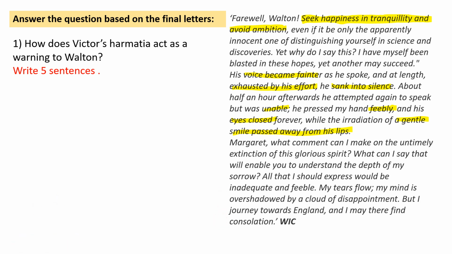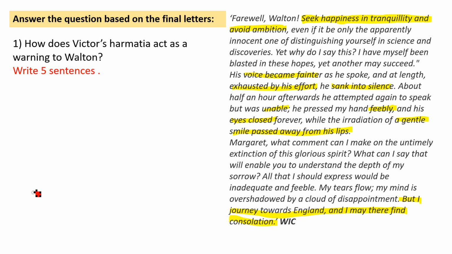So particularly this last line here is Wharton almost taking in what Victor has said as a result of his death and establishing that he no longer wants to pursue this, as sad as it makes him. He knows that he needs to go home and feel peace. So having a look at this extract, I would like you to answer this question based on the final letters. How does Victor's hamartia act as a warning to Wharton?